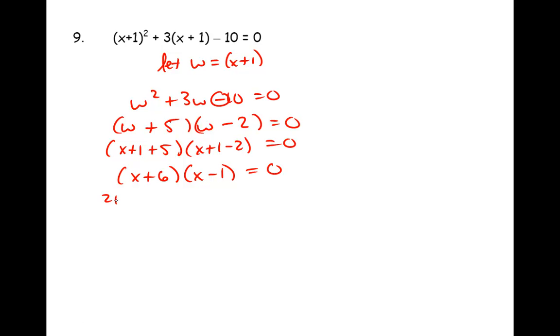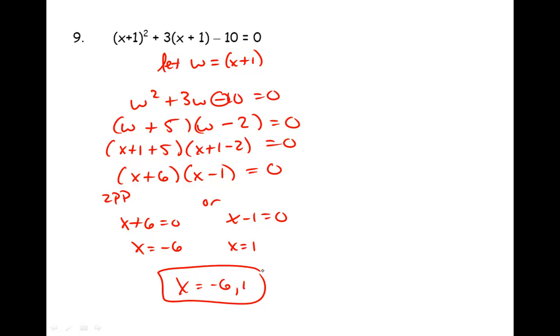We can go ahead and use zero product property. So x plus 6 is equal to 0, or x minus 1 is equal to 0. Solve for x, you get x is equal to negative 6 or x is equal to positive 1. And those are your answers for x.